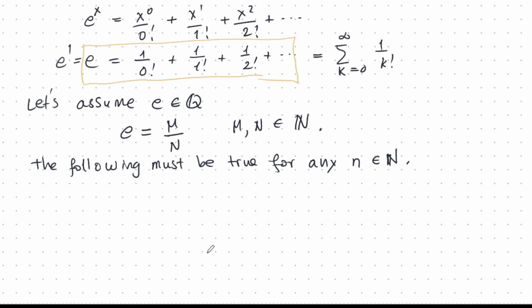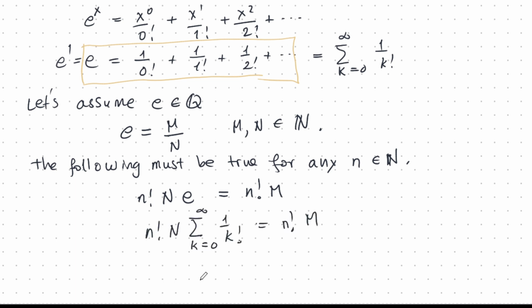So the following must be true for any natural number little n: n factorial times e is n factorial times m over big N. Or like this, I can write the series expression for e here. All right, so this is our starting point. This must be true for any little n, and we will show that this is impossible for all n. It will lead to a contradiction.